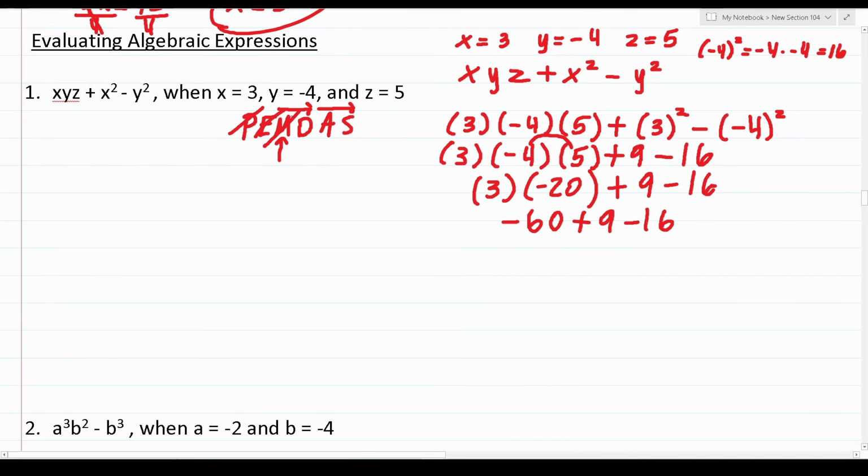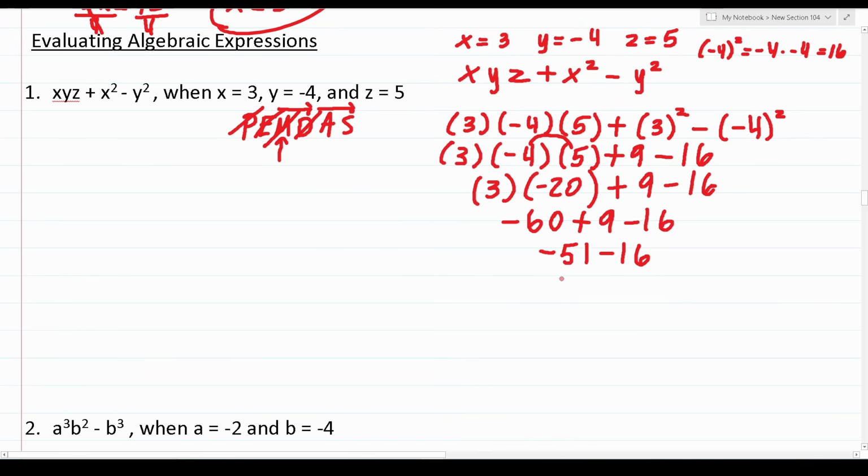So we took care of our multiplication. And clearly, the only thing we have left is -60 plus 9, that's addition, and then 9 minus 16, that's subtraction. Again, according to the order of operations, we treat addition and subtraction as equals, and therefore, we're just going to work these out as they appear from left to right. So -60 plus 9 is going to be -51, and that's going to be minus 16.